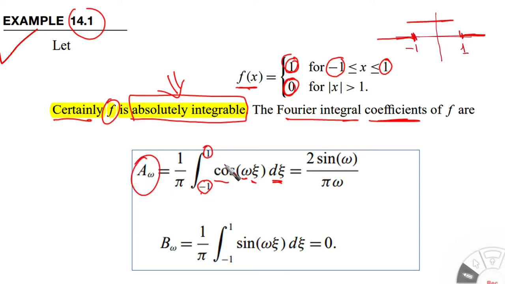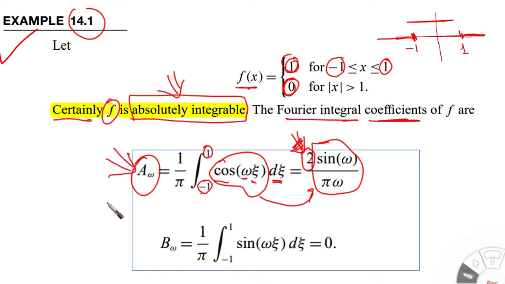Is this an even or odd function? Exactly. If it's an even function, from -1 to 1, then we're going to see this value, which is 2. And the integration of cosine is going to be sine. You're going to integrate this easily, and you're going to find that it equals double sine omega over pi omega.